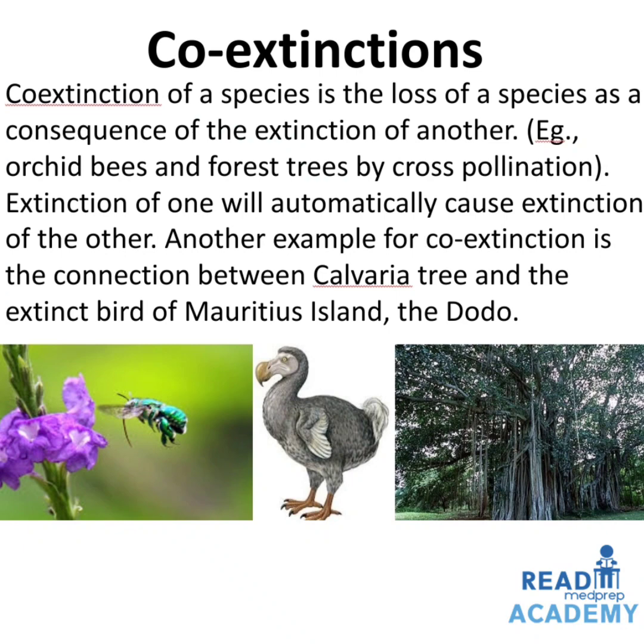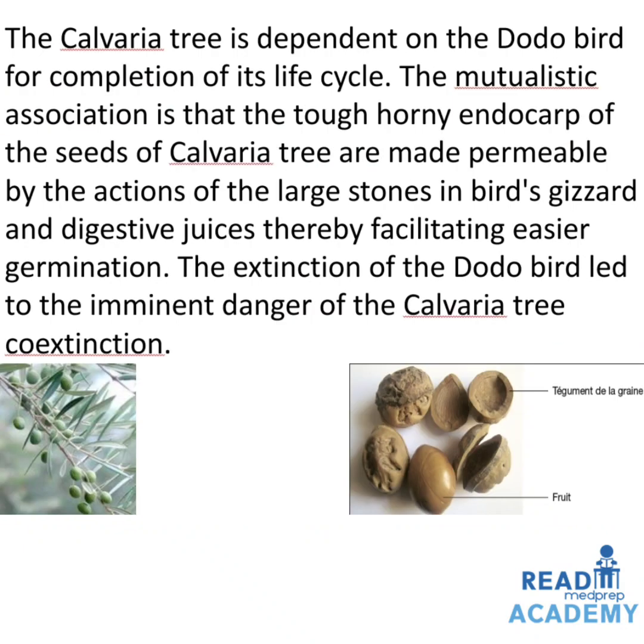Another example of co-extinction is the connection between the calvaria tree, which you can see on the right side, and the extinction of the bird of Mauritius Island, the dodo, which you can see the image of in the center. The calvaria tree is dependent on the dodo bird for completion of its life cycle.